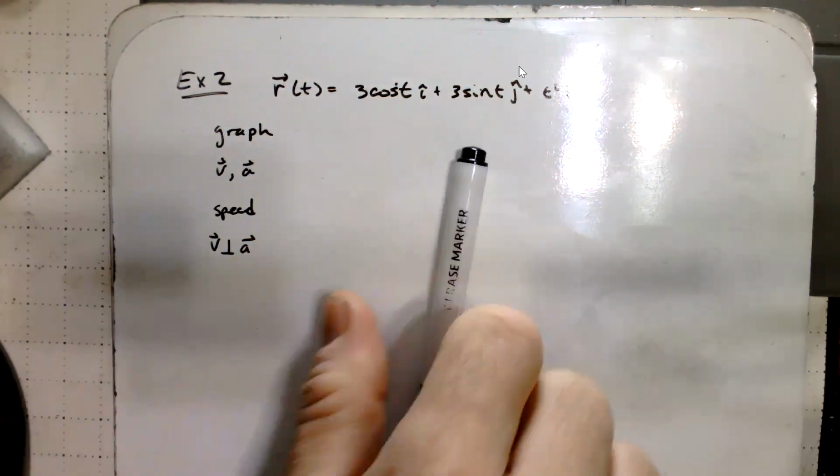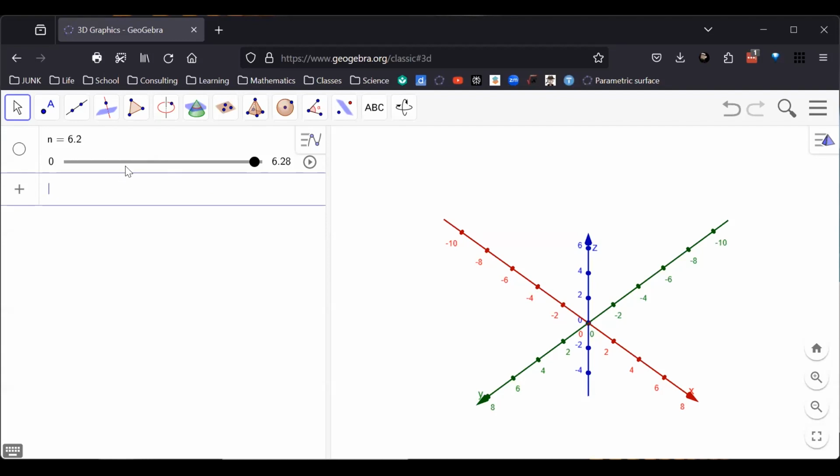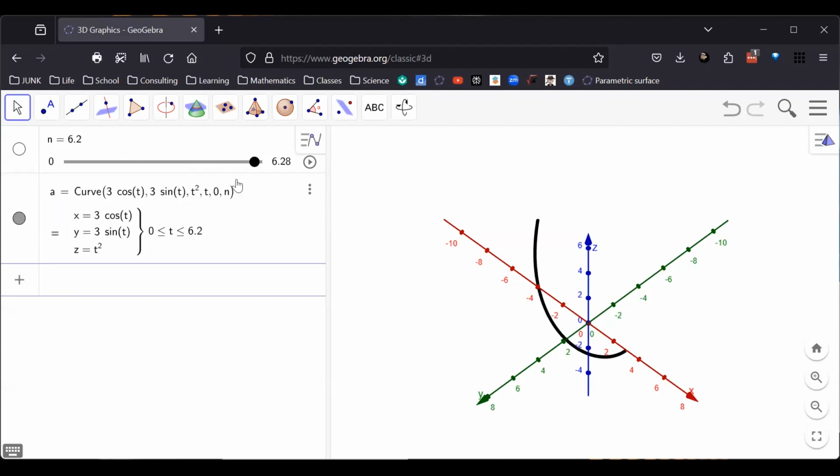Okay. So to graph it, we're going to hop over to GeoGebra real quick and do that in that program, and then we'll come back and work out the remaining parts. So let's look here. I have my n from the last example. This is going from 0 to 2 pi. So let's plot this curve, and we have 3 cosine t, 3 sine t, and t squared. And t is going to go from 0 to n. Okay, and so there's our graph.